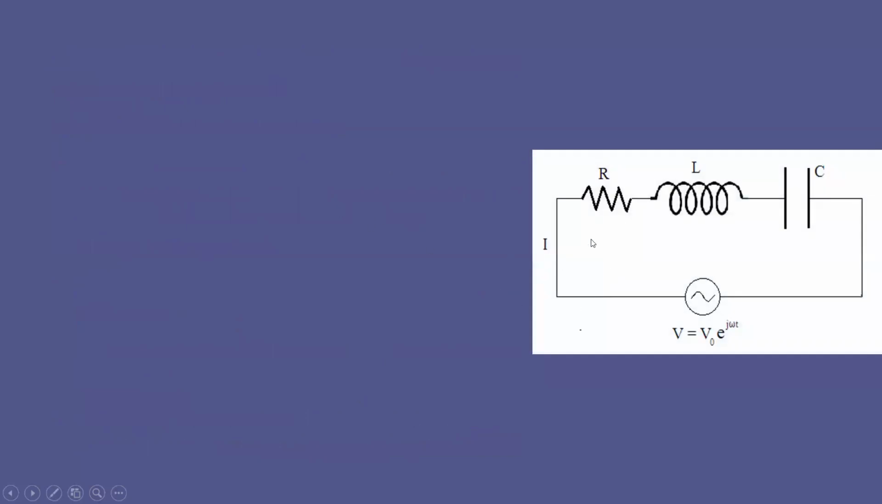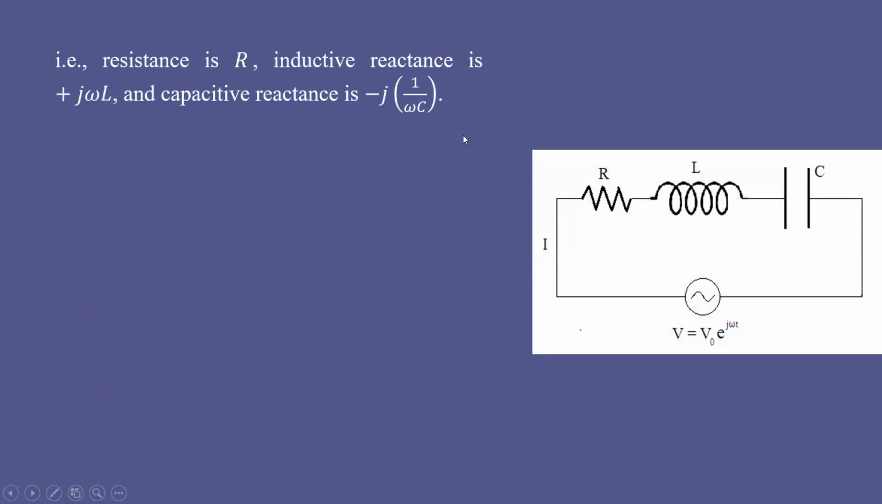So in this circuit, what are the resistances of these three components individually? Resistance is R, and inductive reactance is given by plus j omega L. Why is plus j introduced here? Because plus j represents plus pi by 2 phase difference with respect to R. Omega L is the inductive reactance.